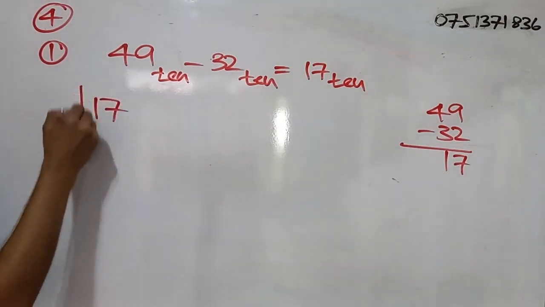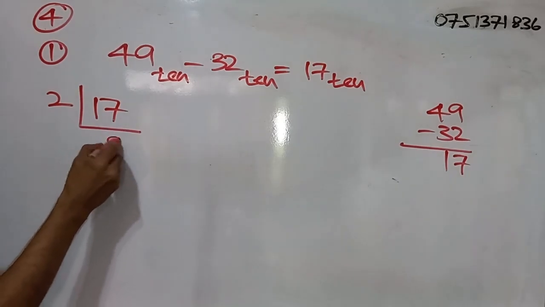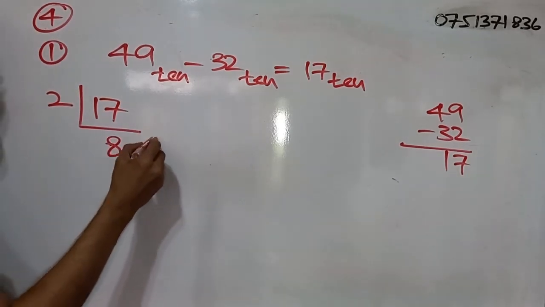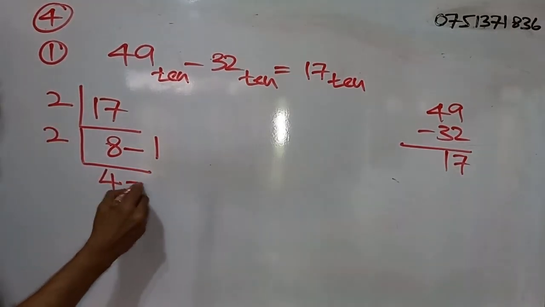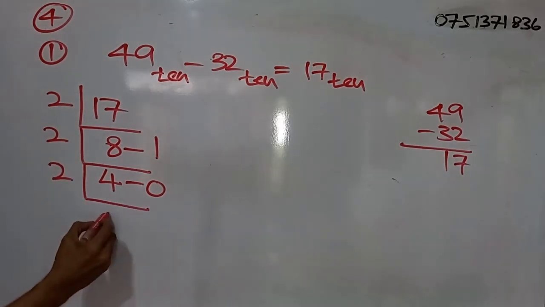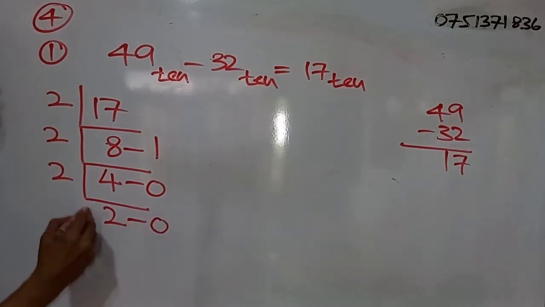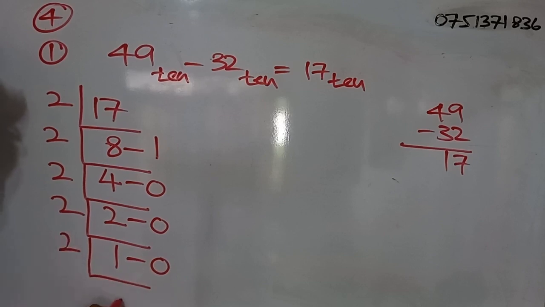That means we have to divide 17 by 2. Here we get quotient 8 and remainder 1. Again we divide by 2, so quotient 4, remainder 0. Again we divide by 2, quotient 2, remainder 0. Again we divide by 2, so quotient 1 and remainder 0. Again we divide by 2, so the quotient will be 0 and the remainder will be 1.